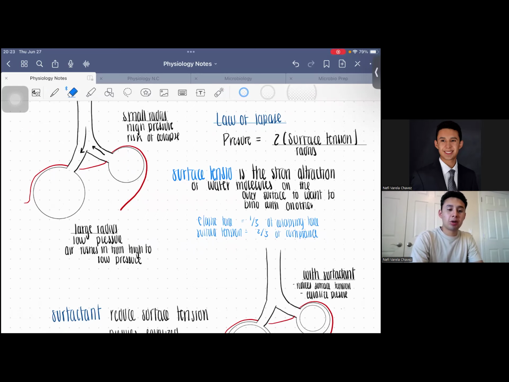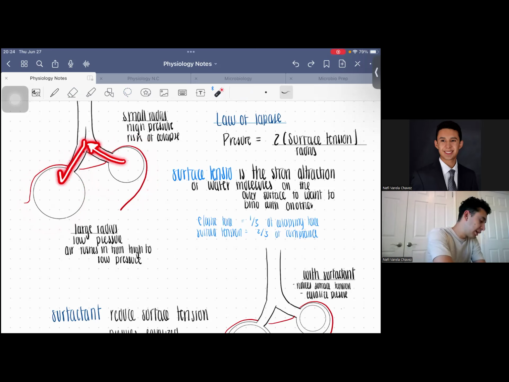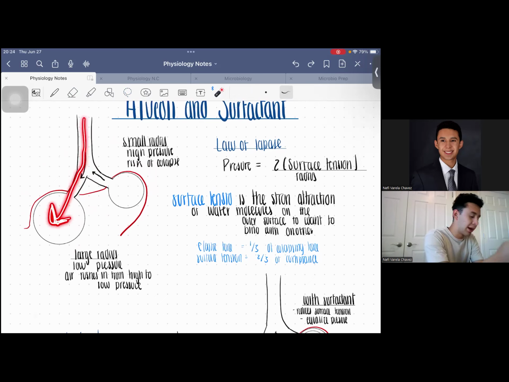Okay, at a large radius, sorry, we're going to have low pressure, and air is going to rush from the high to low pressure. So this is what is going to happen. We have this bronchi that is big and this one that is small. This one is going to push the air out of it that is going to be taken by this one because of its radius. Air will want to go to this one, and also all the air coming from the exterior is going to go to that alveolus with a large radius. That is not good. Okay, we don't want that.